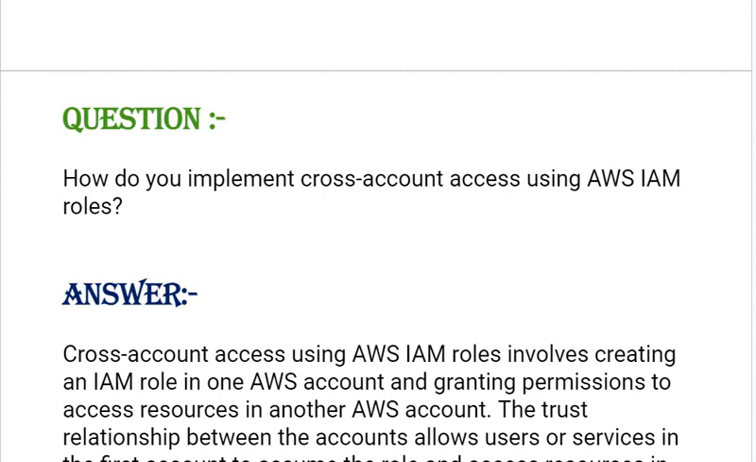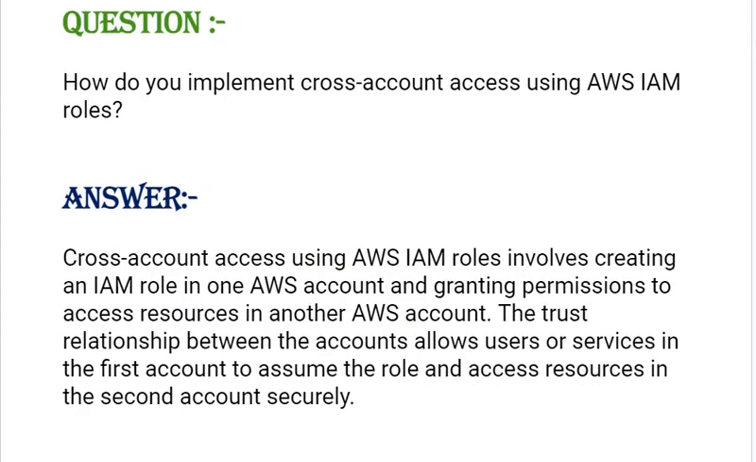Our next interview question is: how do you implement cross account access using AWS IAM roles? Your answer should be: cross account access using AWS IAM roles involves creating an IAM role in one AWS account and granting permissions to access resources in another AWS account. The trust relationship between the accounts allows users or services in the first account to assume the role and access resources in the second account securely.